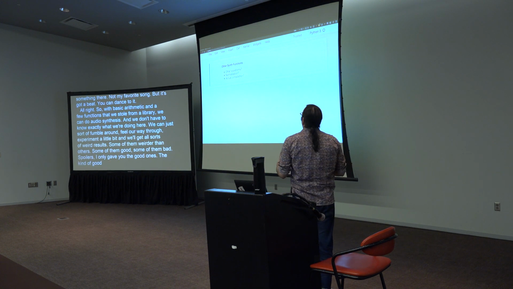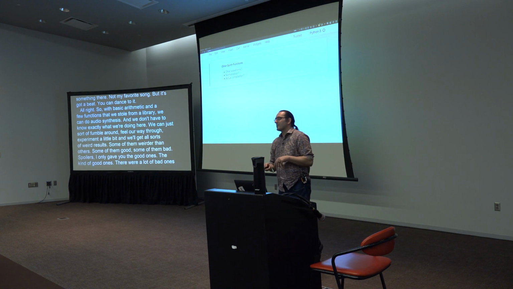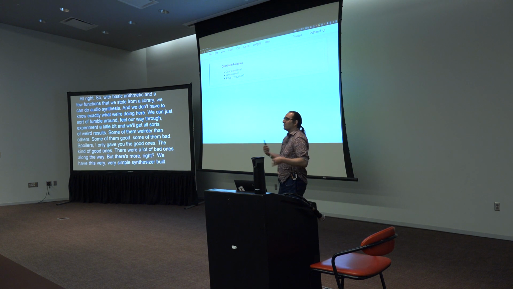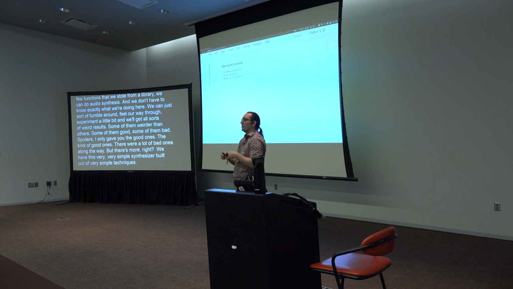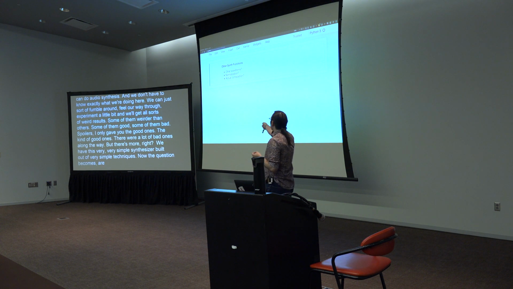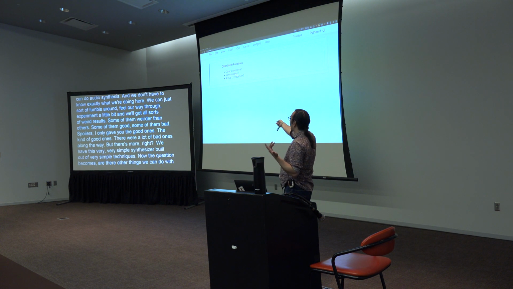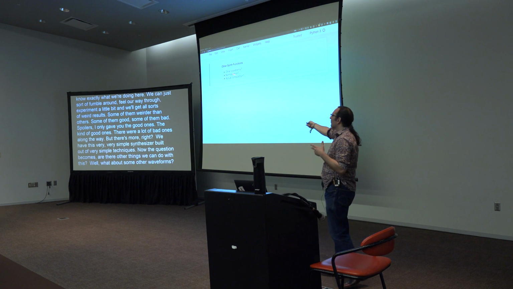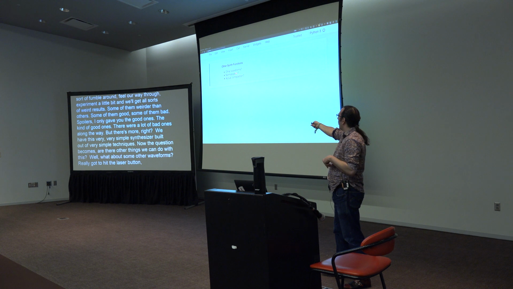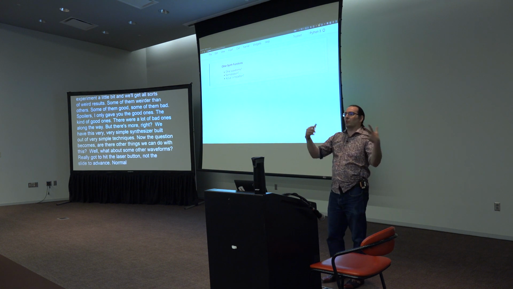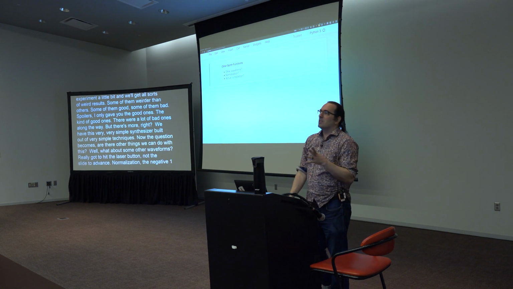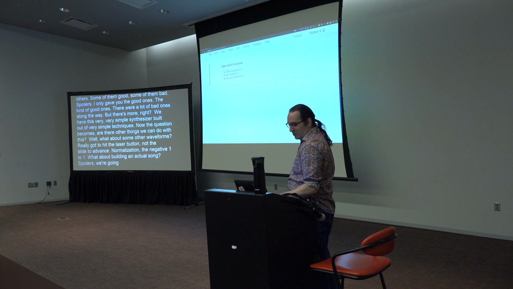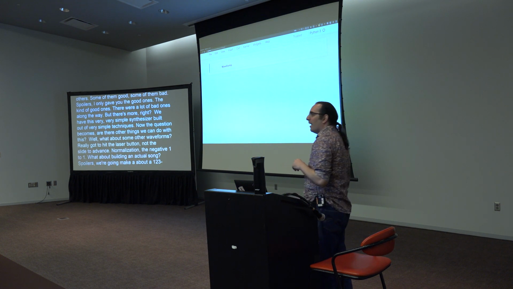But there's more, right? We've got this very, very simple synthesizer built out of very simple techniques. And so now the question becomes, are there other things we can do with this? Well, what about some other waveforms? Really got to hit the laser button, not the slide advance button. Do we care about normalizing? I talked about that -1 to 1. What about building an actual song? Can we make an actual song? Spoilers, we're going to make about a 13-second long song. There's only so much time for this presentation.